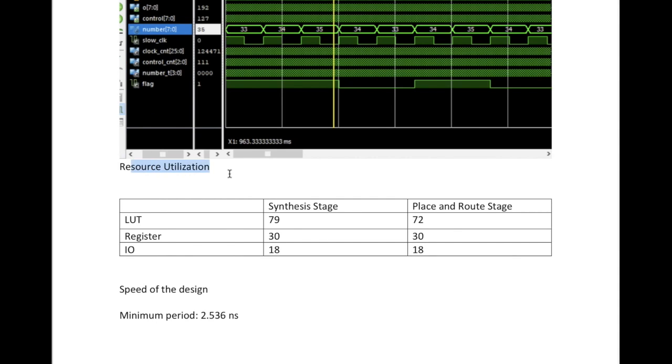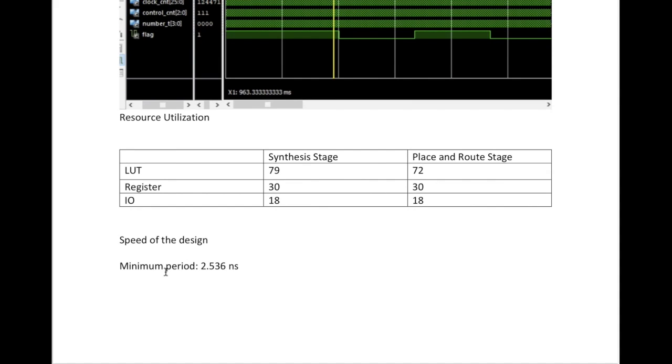And this part is my resource utilization, and this part is my minimum period. And that's it for the lab.